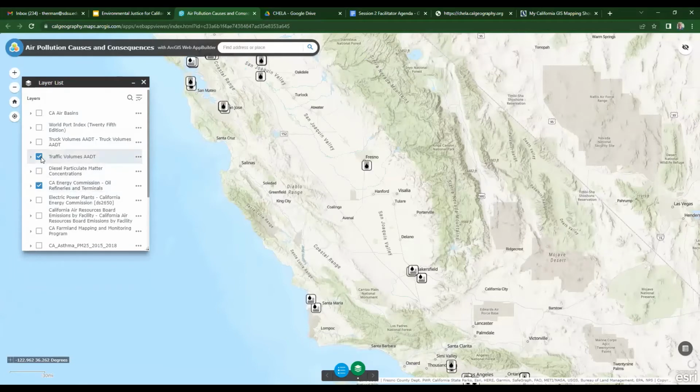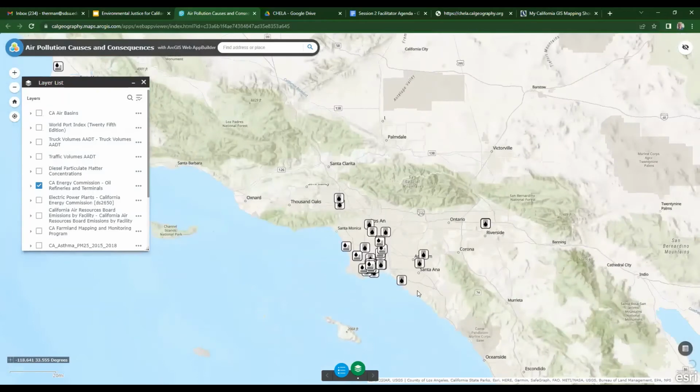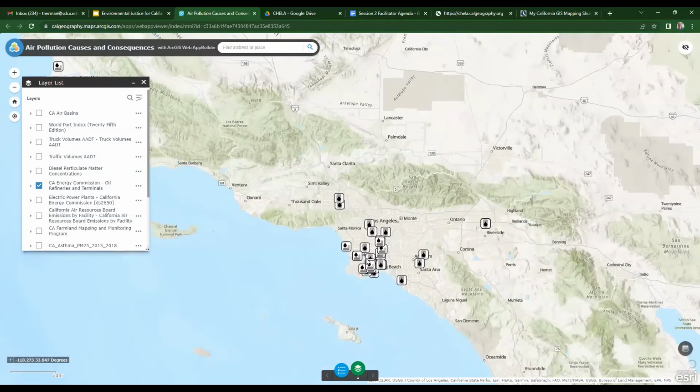Well, I'll click on a less data-intensive layer. So we might want to look at where oil refineries and oil terminals are. If I go to Los Angeles here, you can see there's a high concentration of facilities around Los Angeles, and each one of those is generating particular pollutants. We can look at electric power plants. I know that one's big and going to take a lot of time to generate.